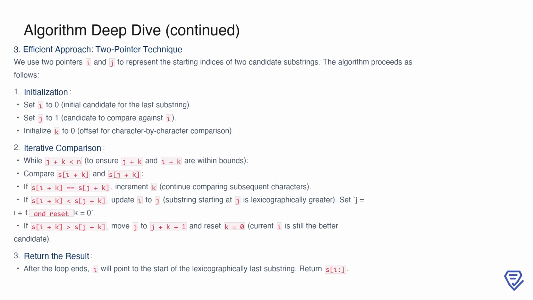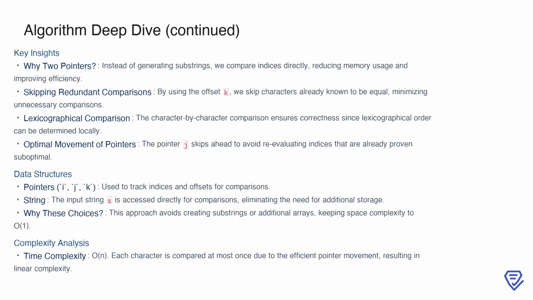By the end of the loop, pointer i will mark the start of the lexicographically last substring, which we can return using s[i:]. This approach offers several key insights. First, the use of two pointers avoids the need to generate actual substrings, dramatically reducing both time and space complexity. By leveraging the offset k, we skip over characters that are already known to be equal, eliminating redundant comparisons. The character-by-character comparison ensures correctness by determining lexicographical order locally, without needing to process entire substrings. The efficient movement of pointer j further optimizes the process by skipping over indices that have already been proven suboptimal.